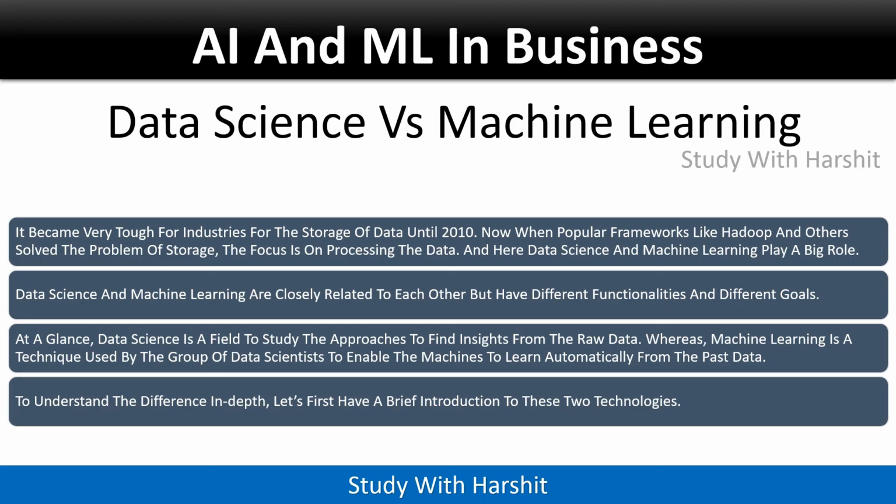Data science and machine learning are closely related to each other but have different functionalities and different goals. At a glance, data science is a field to study the approaches to find insight from the raw data, whereas machine learning is the technique used by a group of data scientists to enable the machine to learn automatically from the past data. To understand the difference in depth, let us first have a brief introduction of the two techniques.